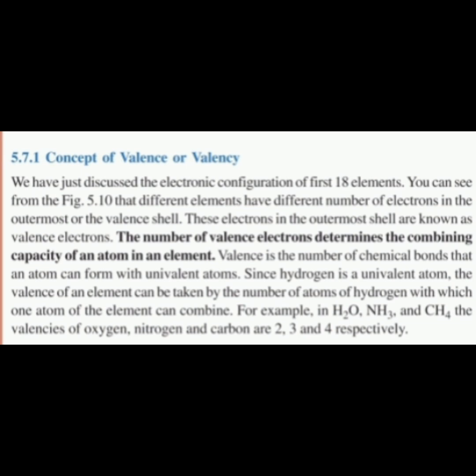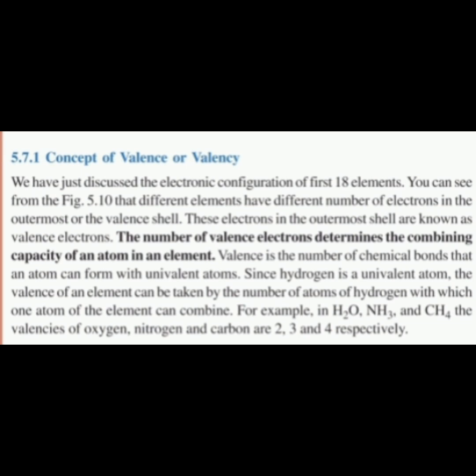We have just discussed the electronic configuration of the first 18 elements. You can see from figure 5.10 that different elements have different numbers of electrons in the outermost or valence shell. These electrons in the outermost shell are known as valence electrons.